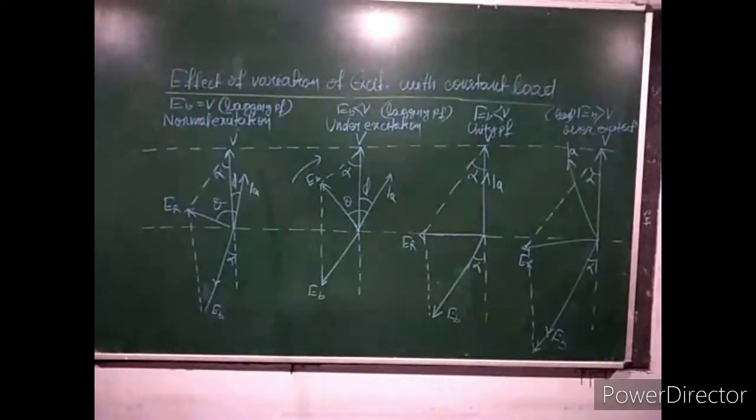So students, briefly now I will explain these 4 phasor diagrams. The first one, under this normal excitation case, what happened? Students, I have already discussed this one, so in this case I will not repeat the same.